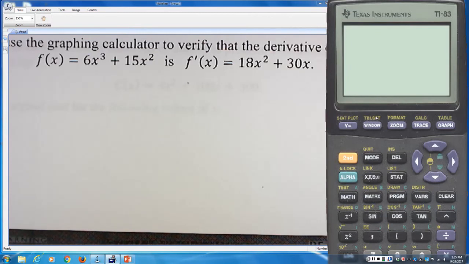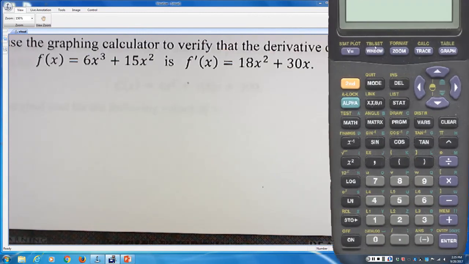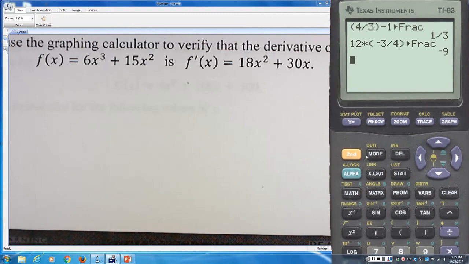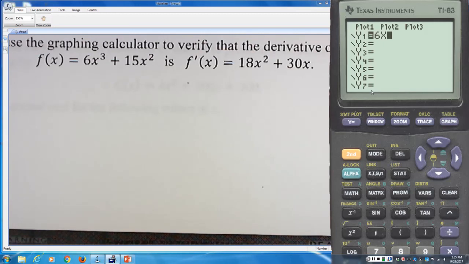Go to your y equals menu. And I want you to enter in first the function f of x. So enter in 6x, and you can either do to the third power or you can choose the cube off of the calculator, plus 15x squared. But don't hit enter just yet.